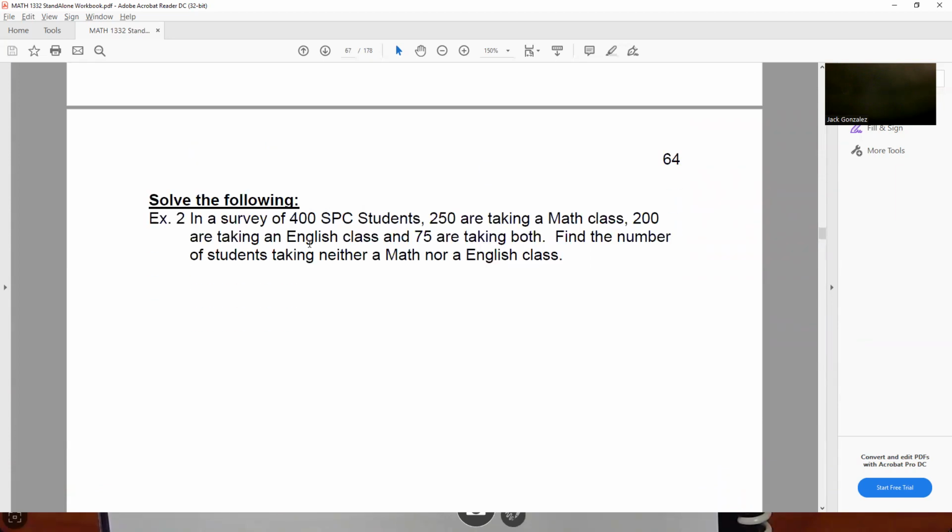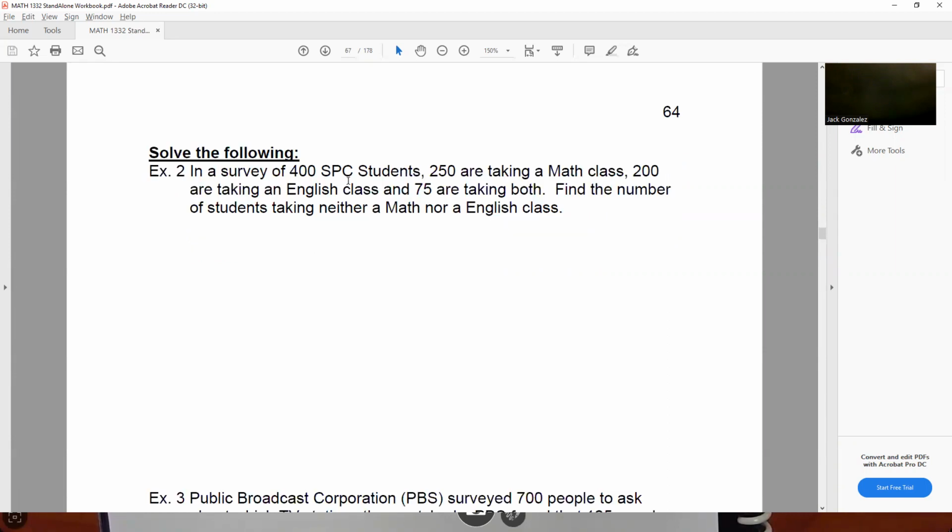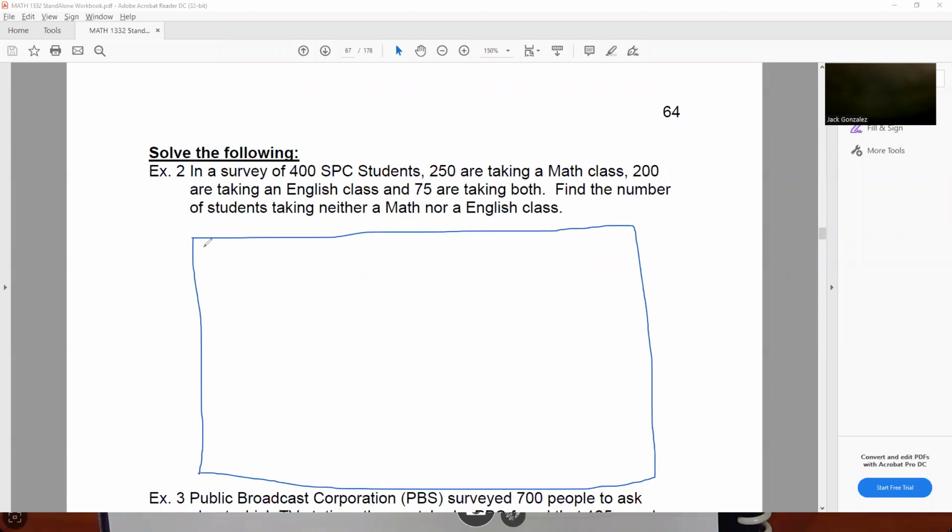Example 2, I think they want us to draw it out. It's almost like the same way they had it there. We're going the other direction now. They gave us the numbers of what was actually the union. Let's figure out what's going on. So the St. Philip's College, right? So I've got one circle, another one.